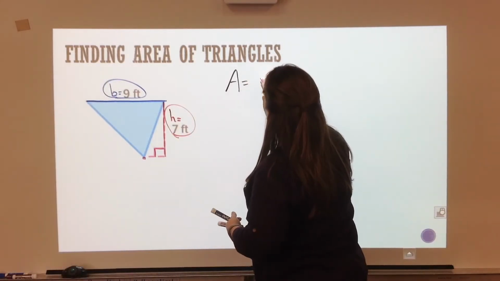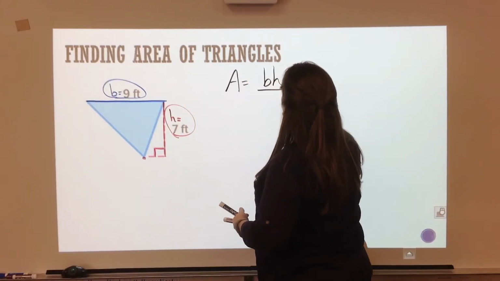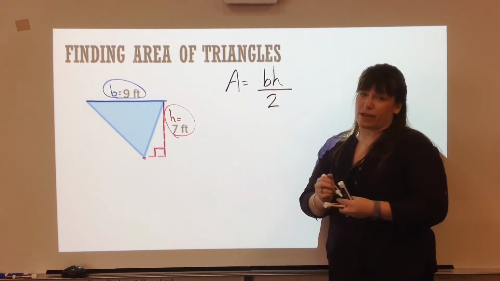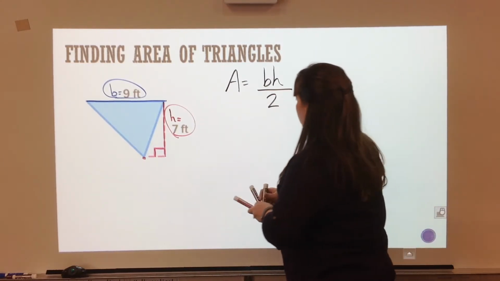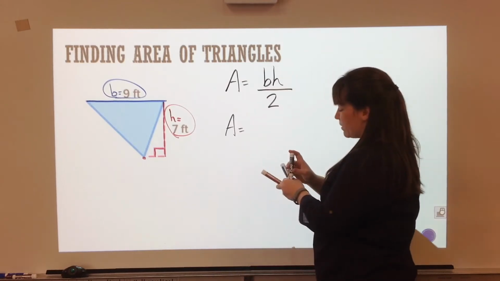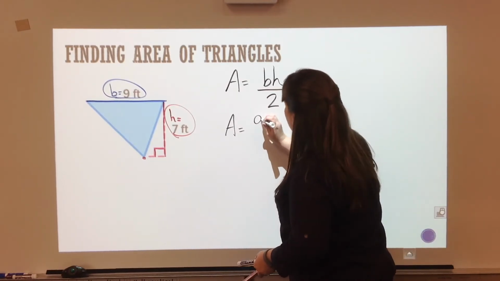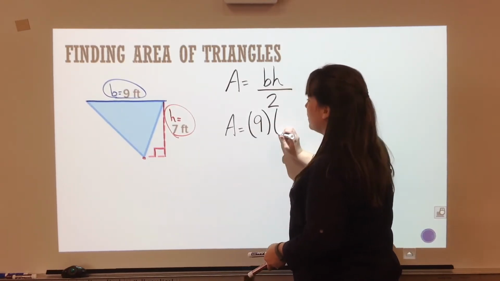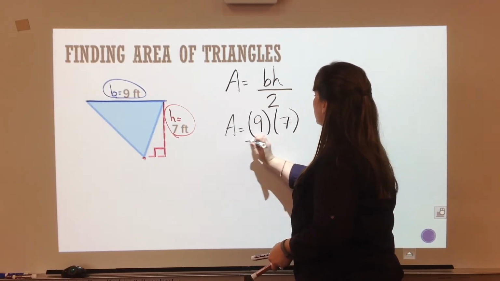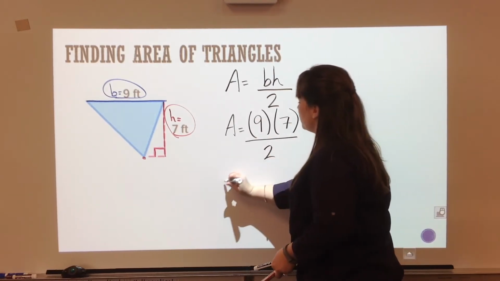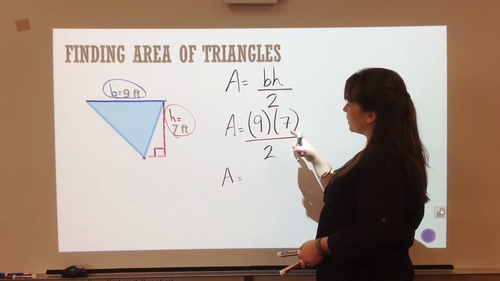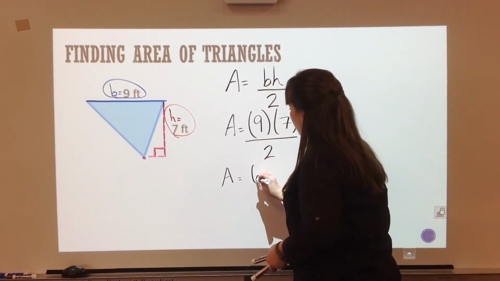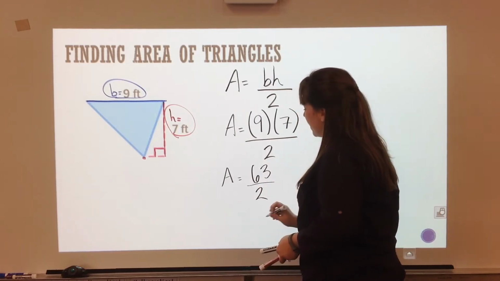So start with your formula. I'm going to use now the base times height, then divided by 2 formula. Either one works. So the area is going to be plucking and plopping. The 9 is the base. The 7 is the height. Then divide it all by 2. I'm going to multiply 9 times 7 first and get 63. And then I have to divide that by 2.